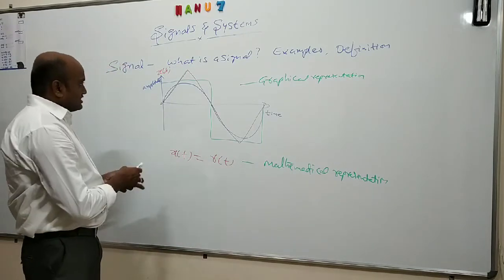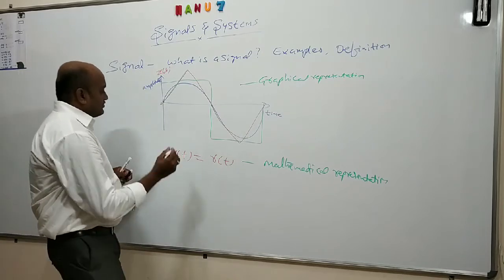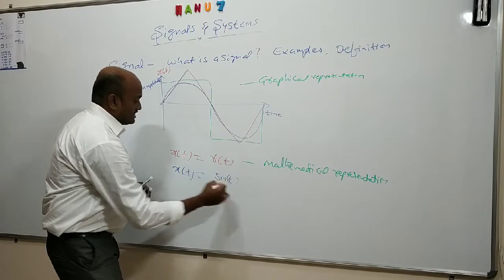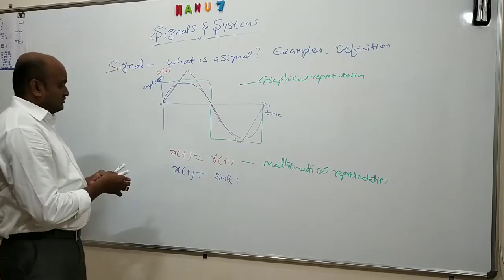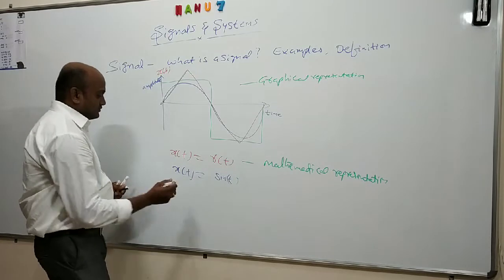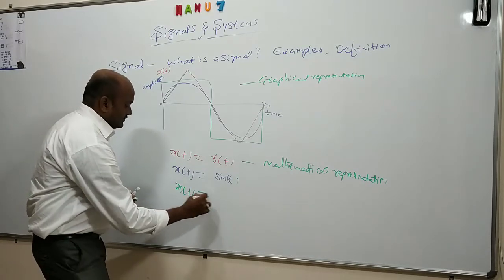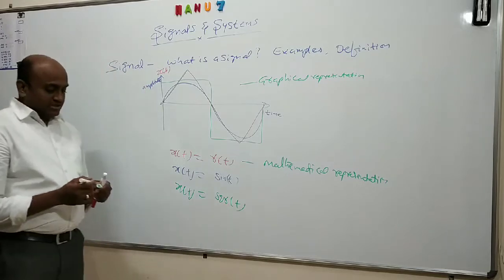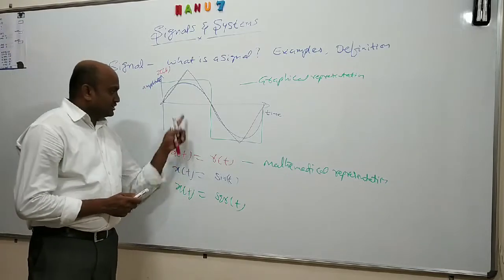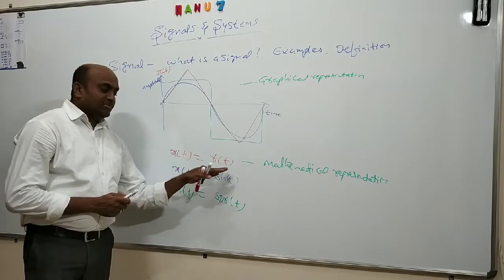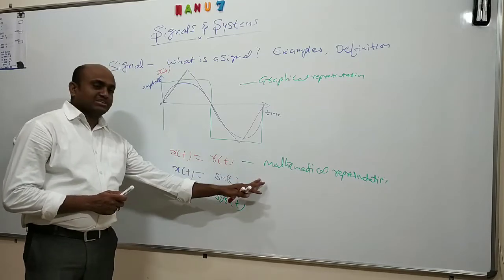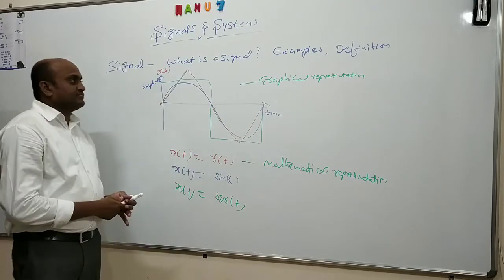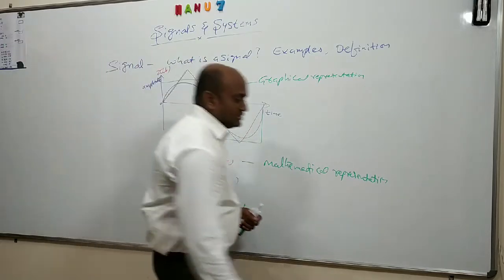Now let us see other examples as well. x of t equals sin t, and one more, x of t equals some square of t. Like this we can represent the signal in terms of mathematical expressions, mathematical representation, graphical representation, and the definition as a general statement. So that is about the signal.